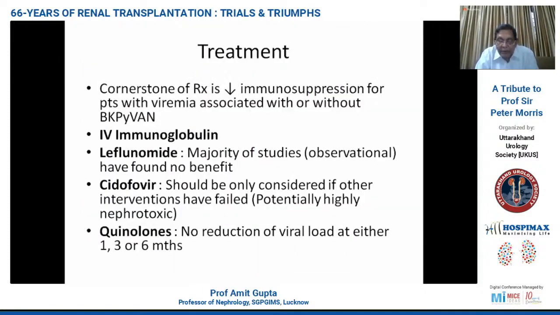For treatment, you try to reduce the immunosuppression, which is actually the cornerstone of treatment. You can try intravenous immunoglobulin. Leflunomide: the majority of studies have not found any benefit. Cidofovir should be considered only if other interventions have failed. Remember that it is potentially highly nephrotoxic. Quinolones, which many of us use: most studies have shown that they do not reduce the viral load at 1, 3, or 6 months.